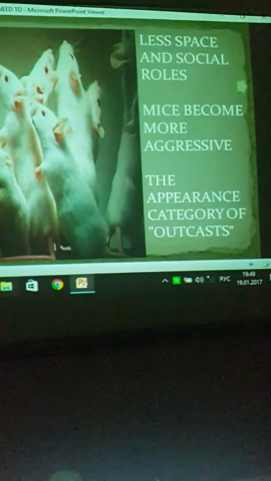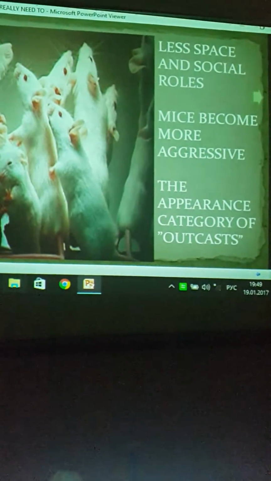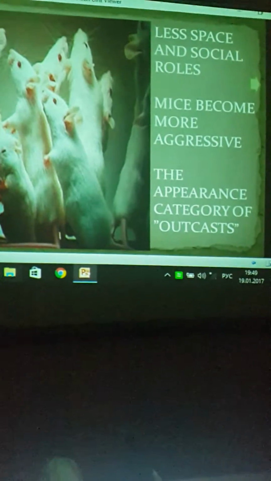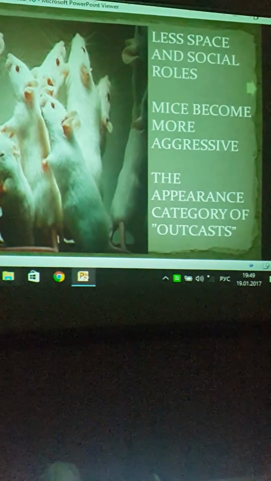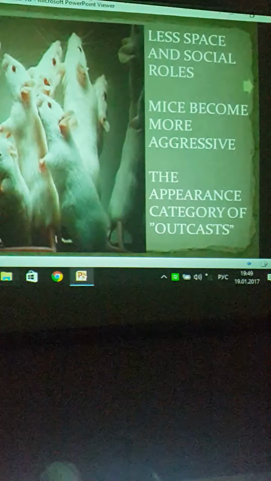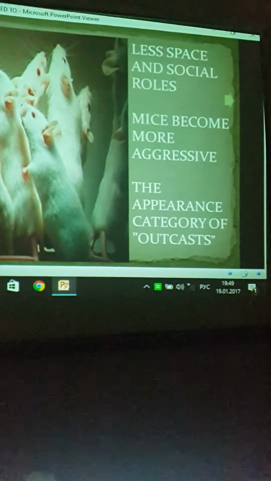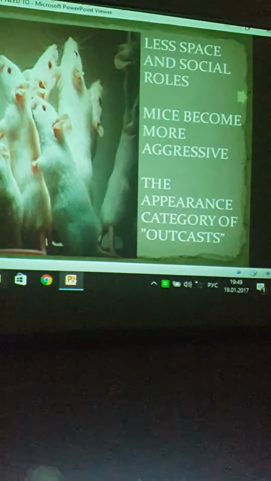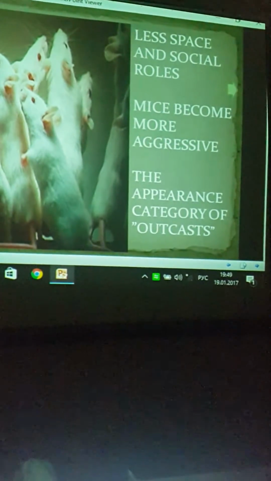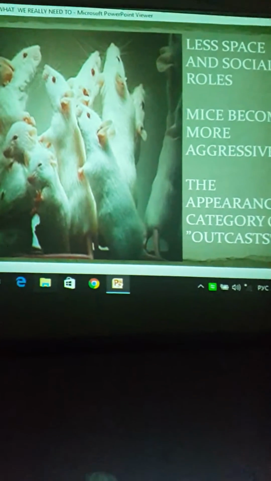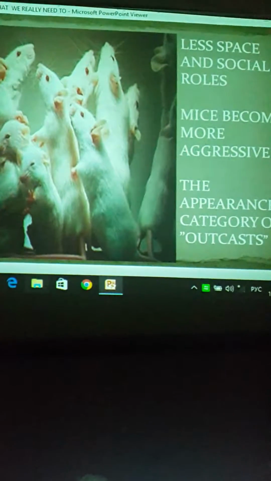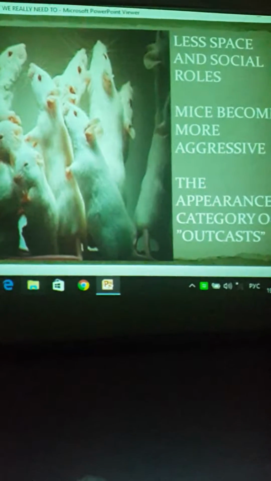But after some time, there were some problems in mice society. Which problems? There was not a lot of space. So there were too many young animals, and old animals didn't die because it wasn't nature, and they became aggressive. So we can see that in this period of time, a new category of outcasts appeared. This category of mice were damaged by other, older mice. They were aggressive to them. And why outcasts? Because they always had some injuries on their tails and blood traces on their bodies. So mice showed a really aggressive behavior, which they didn't show before.